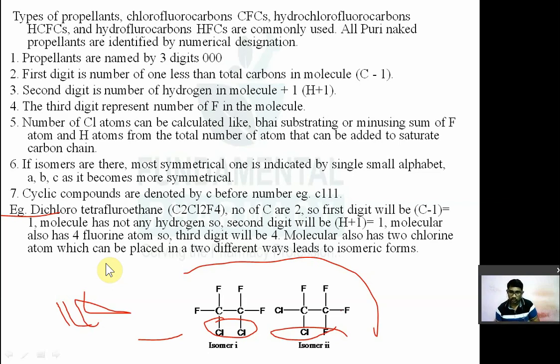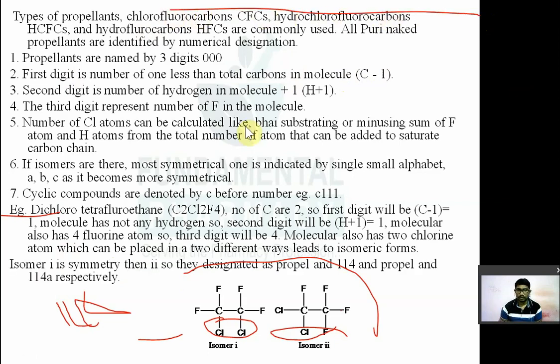Remember, we have seen this formula before. This rule is applicable only for chlorofluorocarbons and hydrochlorofluorocarbons. Isomer 1 has more symmetry than the second, so it is designated as propellant 114A respectively. The stable isomer gets the A here, and the normal name is 114. That's how the naming works.